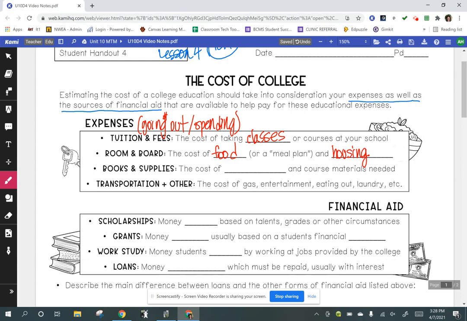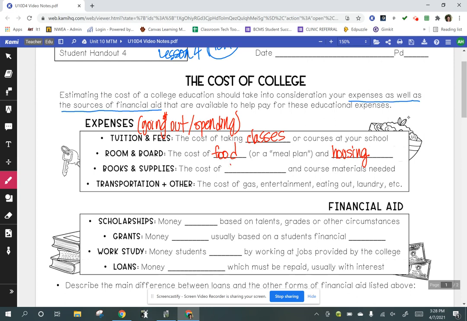Some schools require that you stay on campus that first year, some schools don't. Okay. And then the board is mainly the food portion. It's that meal plan. You might have a meal plan, or you might decide, hey, I can do this cheaper on my own by going to the store. But then you also have to think about other things when you're talking about going to the store, which might be that transportation piece.